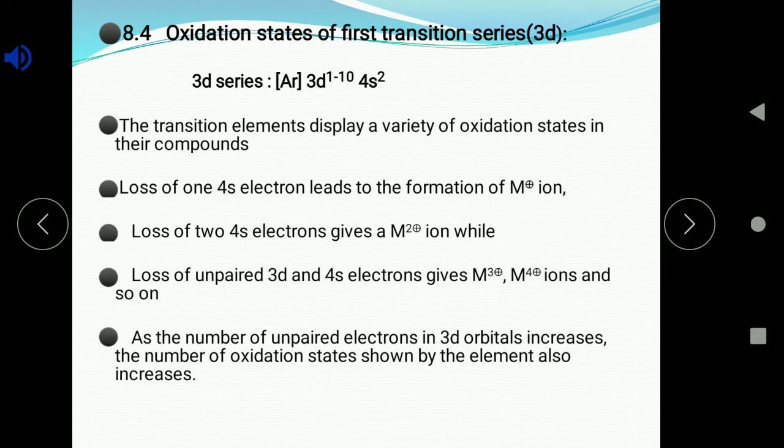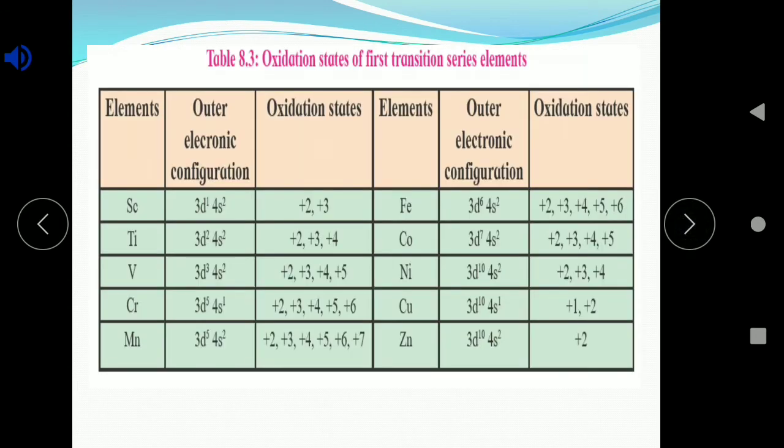As the number of unpaired electrons in the 3d orbital increases, the number of oxidation states shown by the element also increases, because as we move from left to right, from scandium to zinc, one proton and one electron is added. Scandium is 21. Then the second element, titanium, has two electrons in the d subshell. Thus the number of oxidation states shown by this element will increase. Let us see at a glance all the variety of oxidation states shown by these elements in a tabular form.